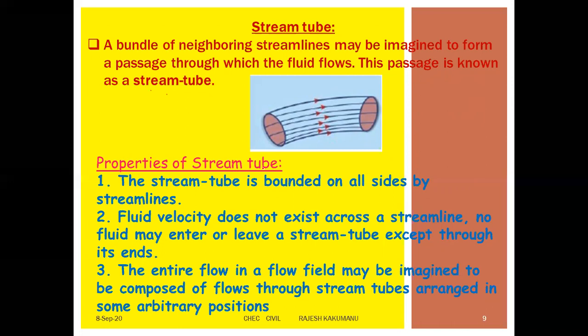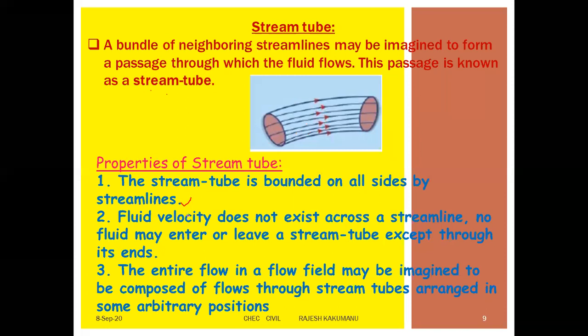Then what properties should it have? The stream tube is bounded on all sides by streamlines. When water comes out of a water pipe with high pressure, what is the meaning? In the pipe we don't have any gap. The water completely fills the inner circumference of the pipe, and thereby the water goes outside. So there is no meaning of the boundaries being empty. Here the stream tube is bounded on all sides by streamlines. See the figure: the inner circumference of the tube is completely bounded by the lines.